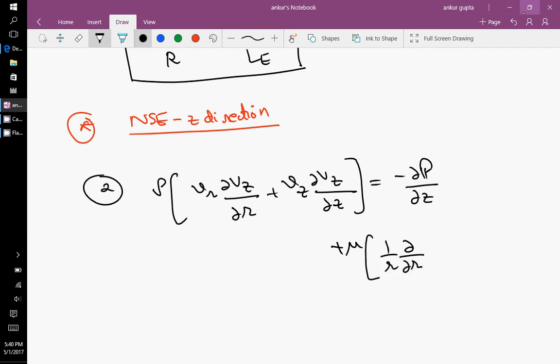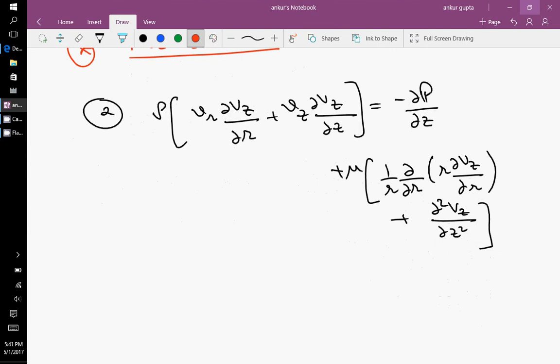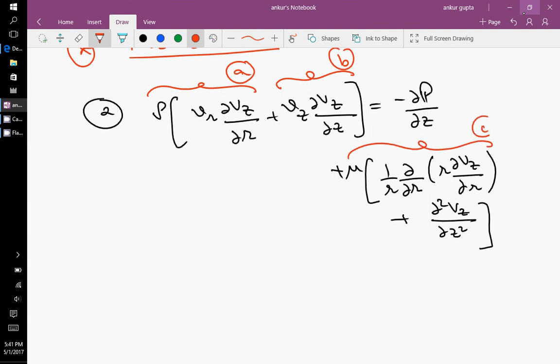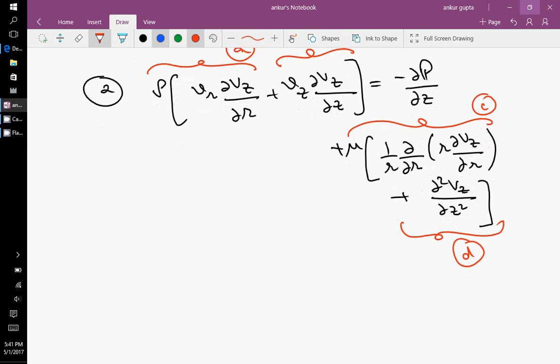So this is rho Vr del Vz by del R plus Vz del Vz by del Z. The left hand side is equal to minus del P by del Z plus mu 1 by R del by del R of R del Vz by del R, plus the last term will be del square Vz by del Z square. Okay. So let us call this term A, this B, this C, and this D. Okay. So we can scale each term now.